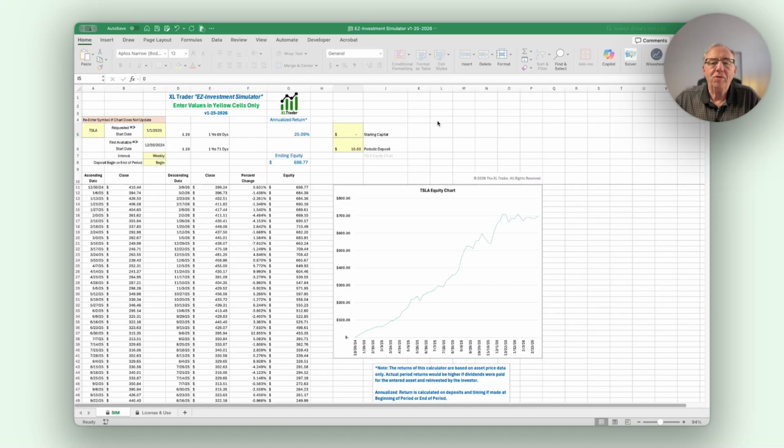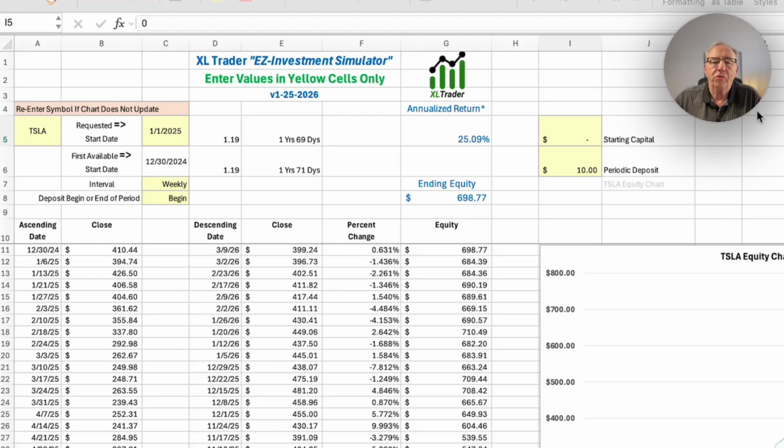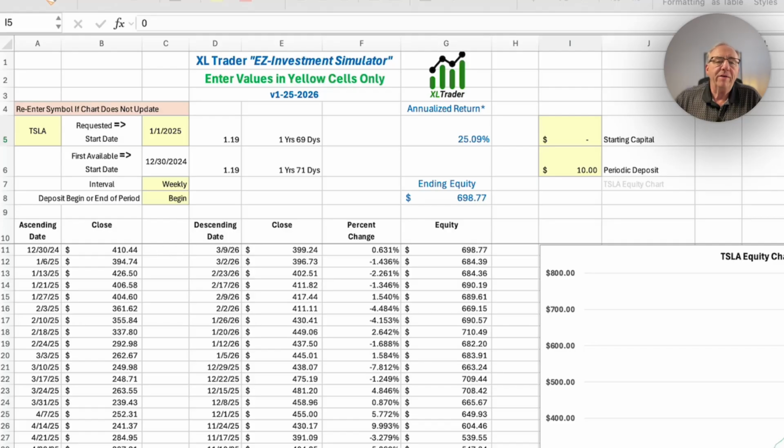Okay, you're looking at the Easy Investment Simulator, another product of mine that you can find on the exceltrader.com. The purpose of this simulator is to allow you to enter a stock, an ETF, a mutual fund, and establish a certain amount of time, go back in time, and a certain dollar amount being invested on either a periodic basis or a starting capital amount. And it will tell you how much it compounds and what the value of that investment over that period of time. So right now we're looking at the investment simulator.